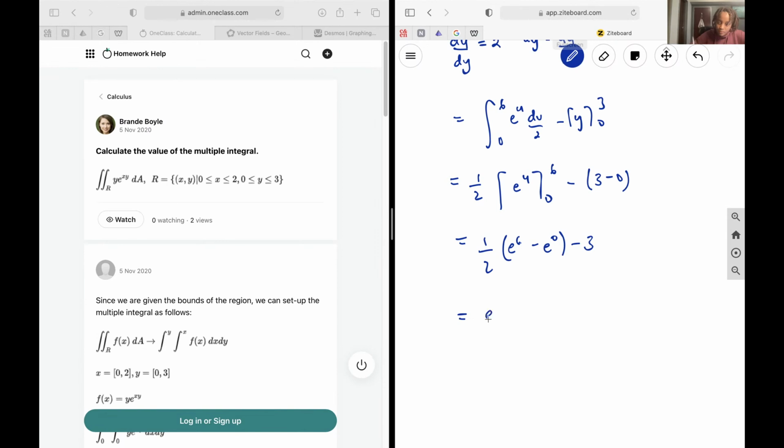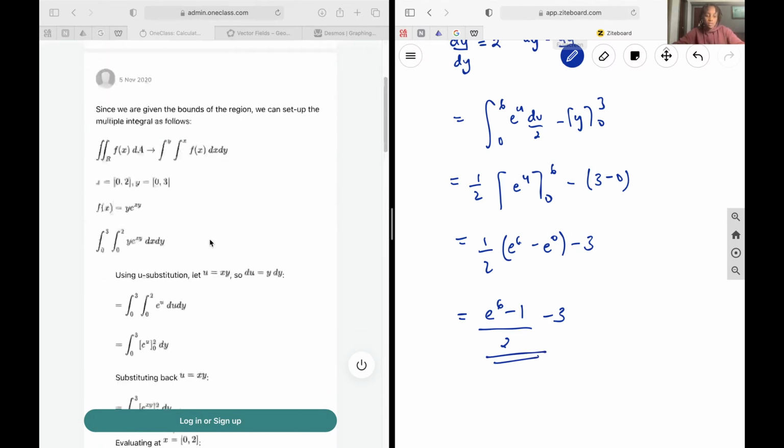And this will finally give me (e^6 - 1)/2 - 3 as my final answer. And that's going to be it for this question.